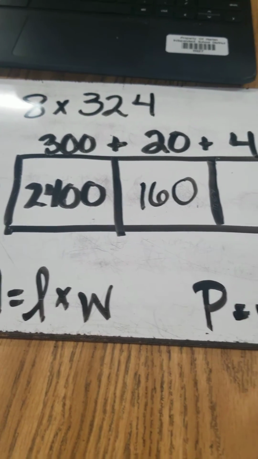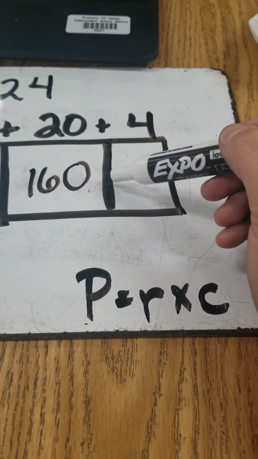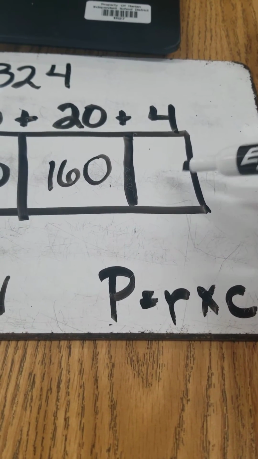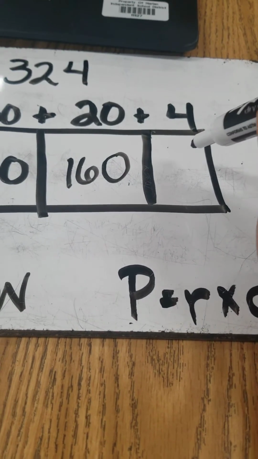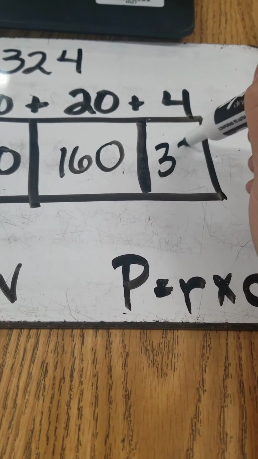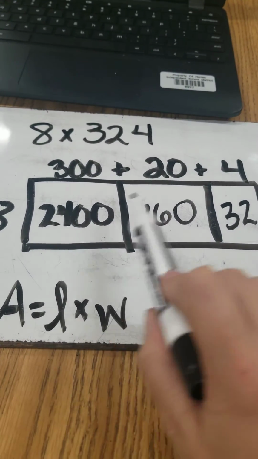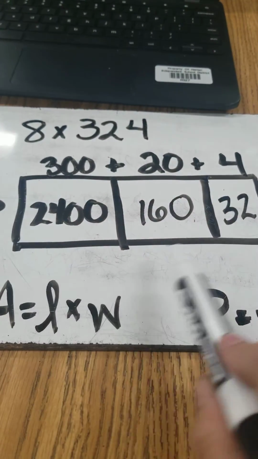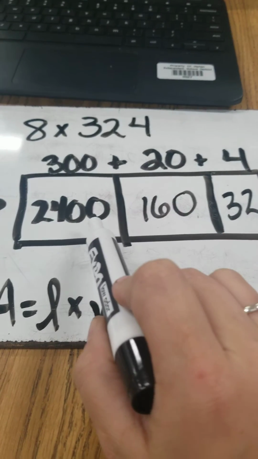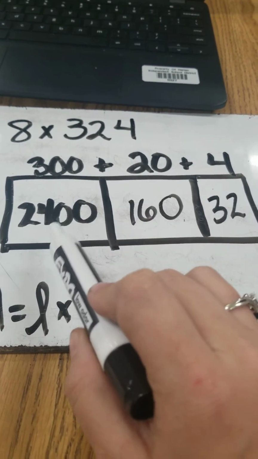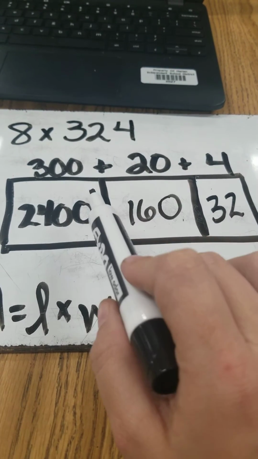Move on to the next section. Remember, we're still multiplying by 8. 8 times 4, there's not any zeros, so I don't have to put any extra zeros on there. I just do 8 times 4, which is 32. So now I have 3 pieces that create my whole product. These 3 pieces are parts, so we call those partial products.